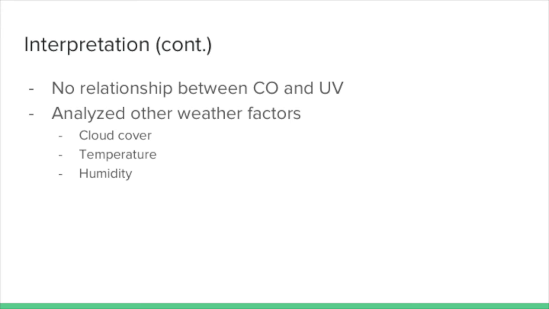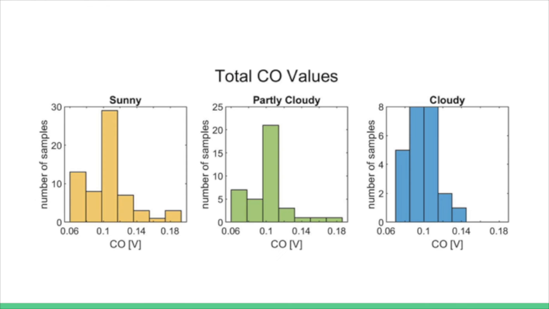Since we didn't find a correlation between UV intensity and carbon monoxide levels, we looked at other recorded weather conditions that could have impacted either variable. These histograms show the general trends for CO across different cloud cover conditions. Interestingly, cloud cover didn't seem to impact CO levels, as the samples are roughly equally distributed across the CO values.